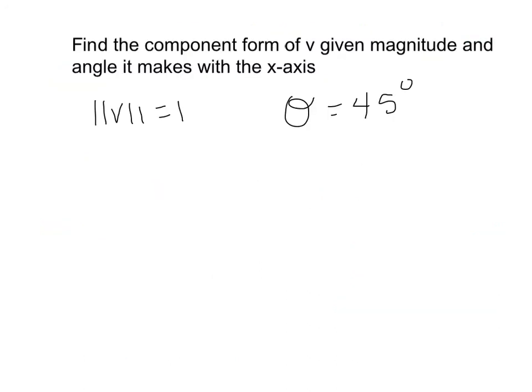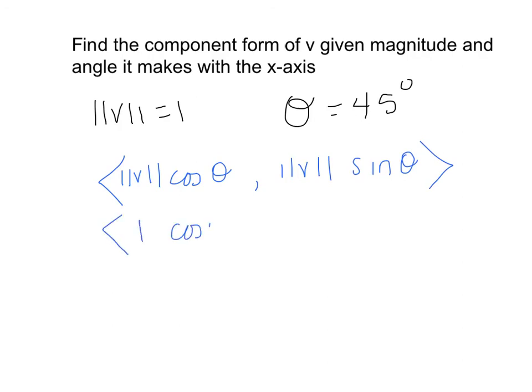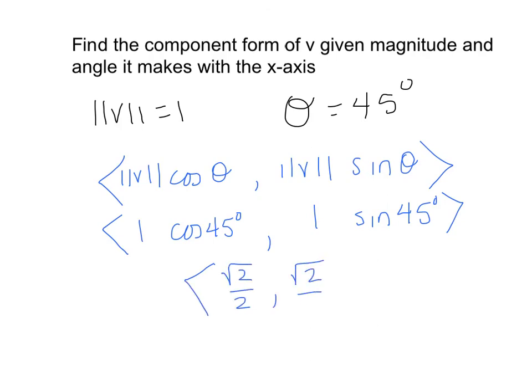Okay, one more example. This is finding the component form of V given the magnitude and angle it makes with the x-axis. Right, so the magnitude is 1, and theta is 45 degrees. So remember, a component form looks like this. I have the magnitude of V cosine of theta, the magnitude of V sine of theta. Fill in the blanks. So I have 1 cosine of 45 degrees, 1 sine of 45 degrees. Well, we know the cosine and sine of 45 degrees. So this is actually the square root of 2 over 2, square root of 2 over 2. And that's it. It's pretty simple.